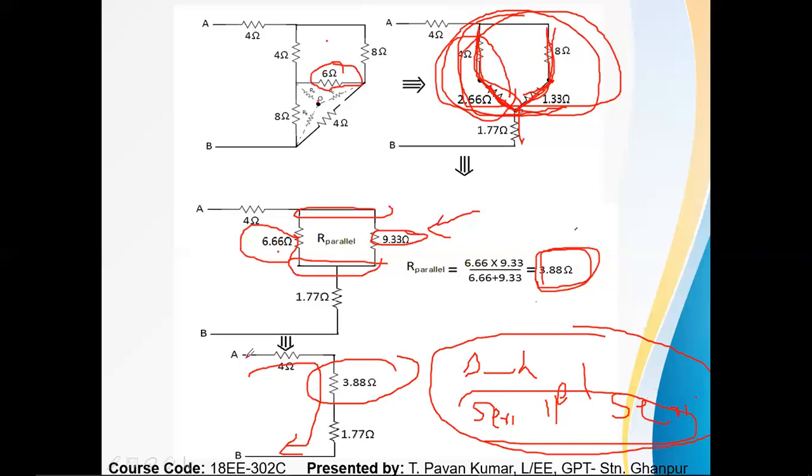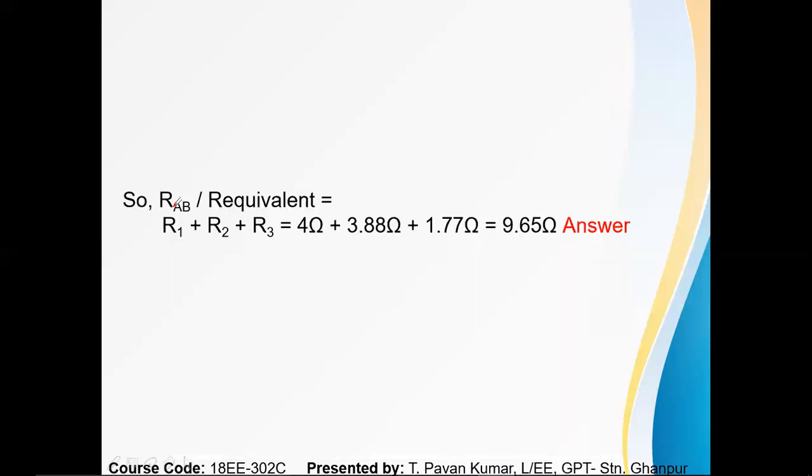So hence, when measuring the resistance between A and B, you need to add these three values of resistance: 4 ohms, 3.88 and 1.77. So R equivalent is nothing but R AB, which is the summation of R1 plus R2 plus R3. 4 ohms plus 3.88 ohms plus 1.77 equals 9.65 ohms. You need to draw your final circuit.